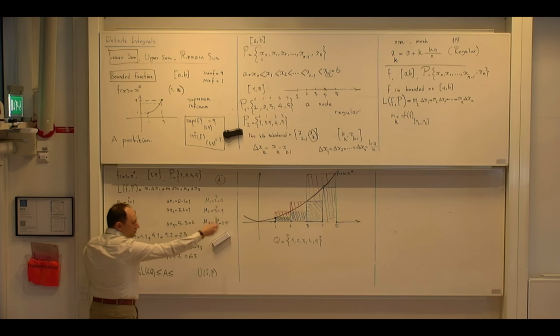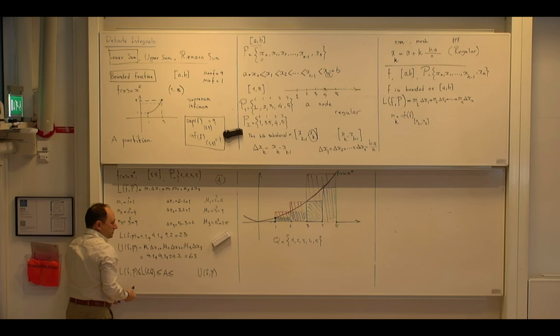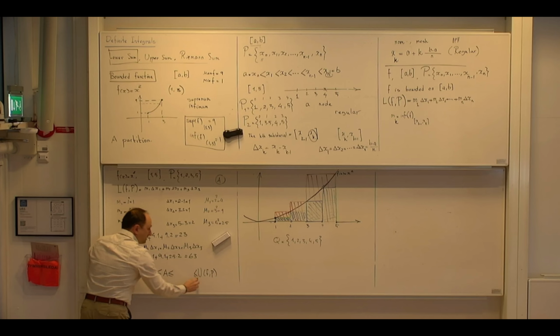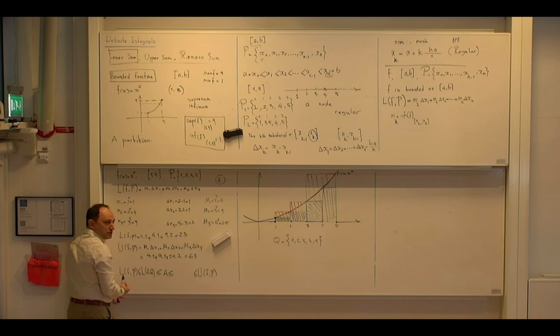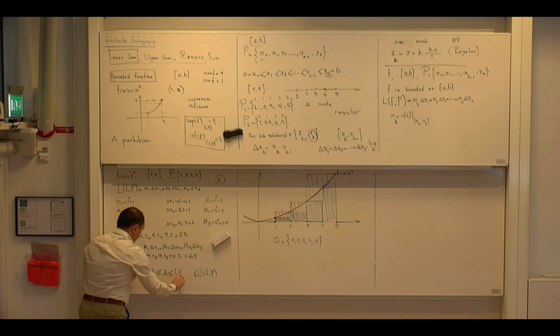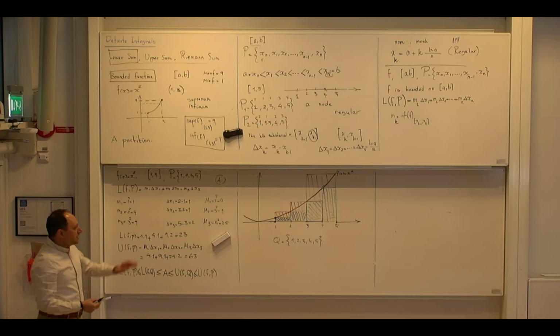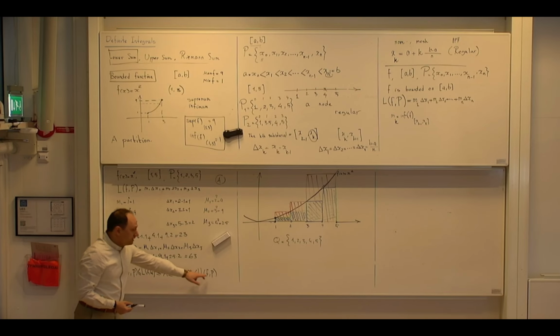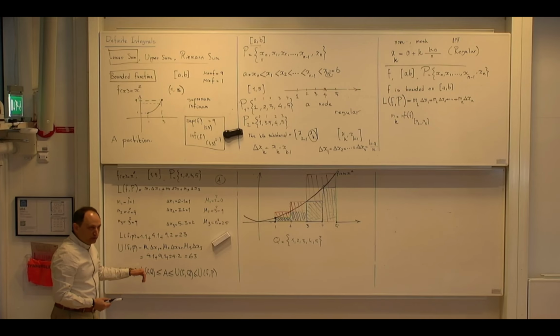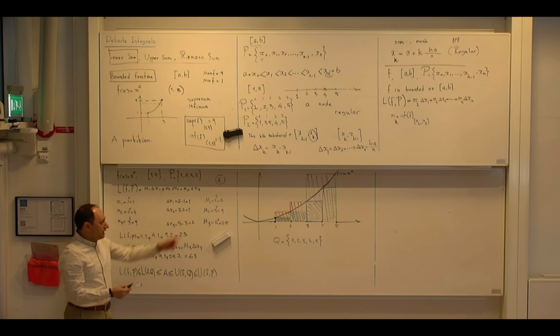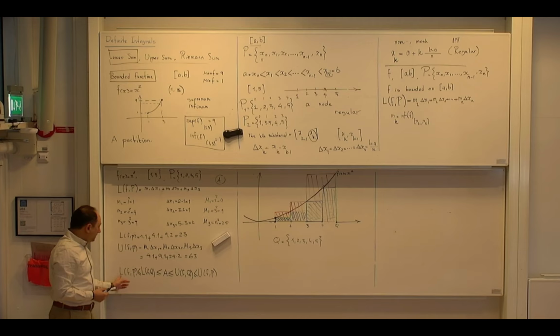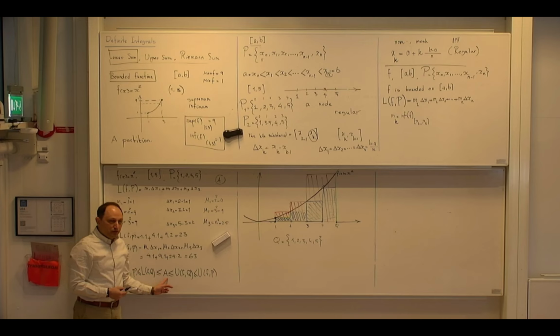But if you draw the picture again, I don't want to mess it up, you can convince yourself that the upper sum will get smaller this time. So that's the whole point. By adding more and more points, I will make the upper sums smaller and smaller, getting closer to the area from above, and I am making the lower sums bigger and bigger, making them closer to the area from below.